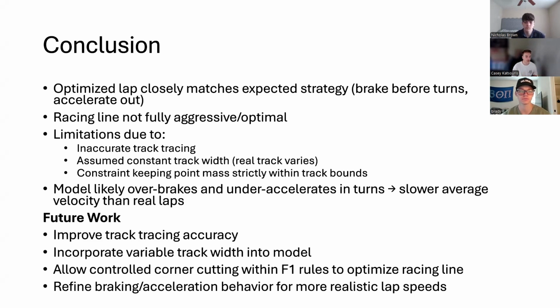And for future work, we're going to improve our track tracing accuracy. So adding more points in turns to make it more defined for MATLAB. Incorporating a variable track width into the model will help for creating a bit more aggressive line. And then allowing for our simulation to cut corners a little bit according to F1 rules will also result in a more aggressive line. And then refining the braking and acceleration behavior because right now the over braking and under accelerating through turns is reducing our speed considerably.